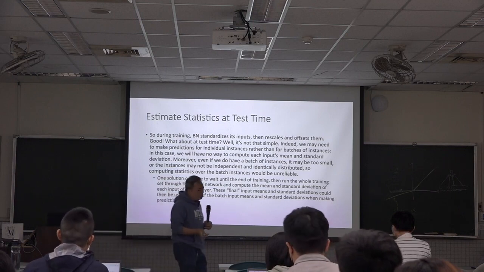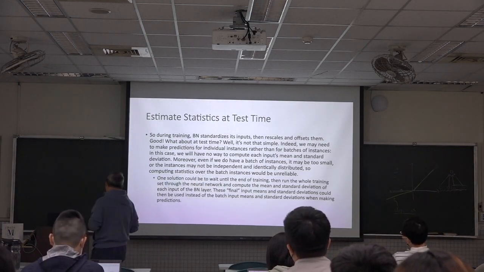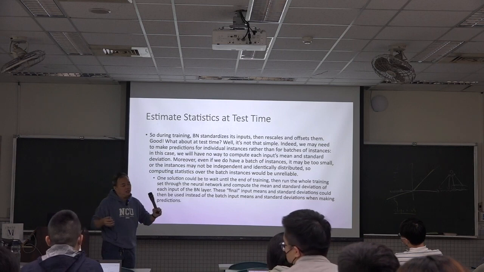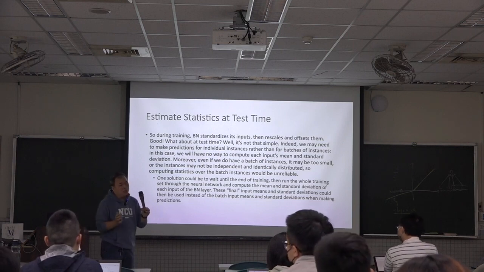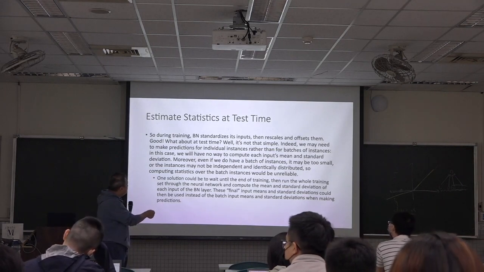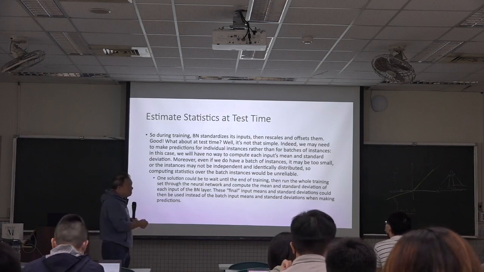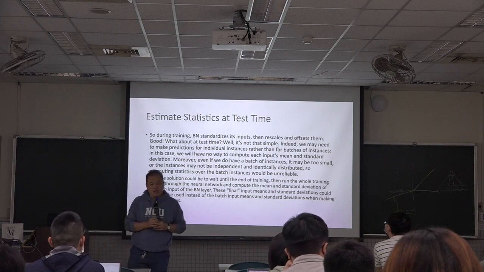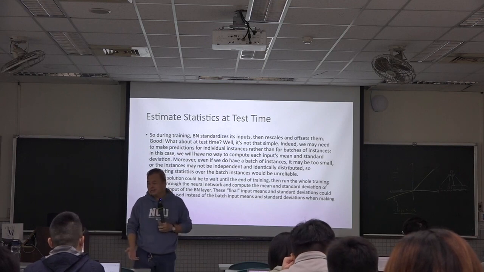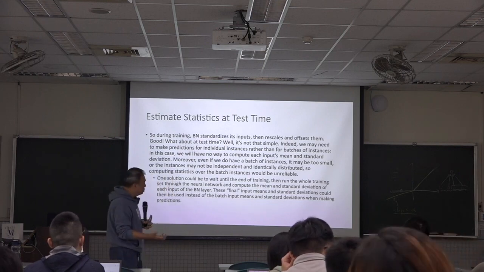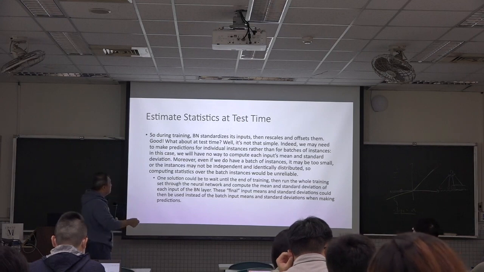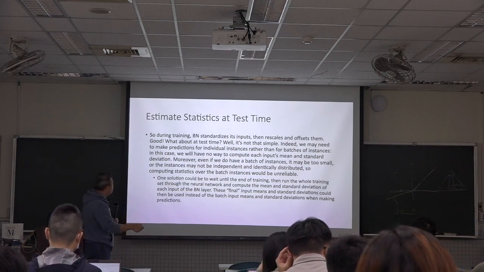Because during training we have a concept of a batch, right? And you compute the average and standard deviation from that batch. But at test time, or during inference, we don't have a batch. During inference, we may only use this model to infer one or two instances, right? So how do you have an average or a standard deviation for only a few instances? There's no way to compute each input's mean and standard deviation.